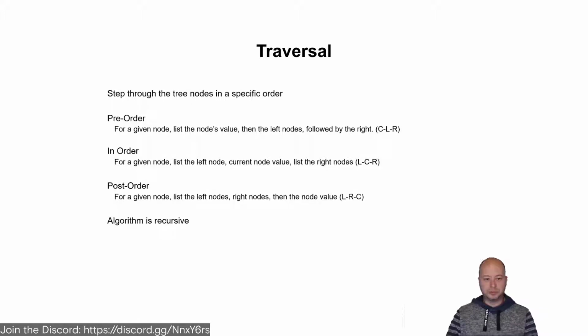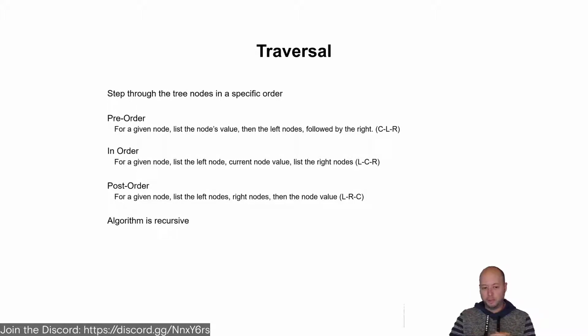So the traversal of a tree, there are a number of different ways, and funny enough, this is just about what you do first in the recursive algorithm. So if you do it pre-order, right? What you would do is list the value of the node, and then the left node, and then the right node, and then you would keep doing that. And for the left node, you just recurse.